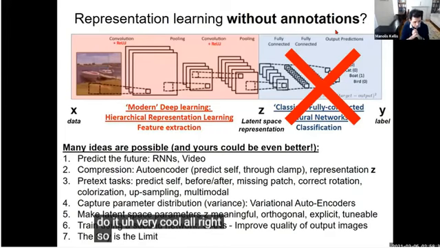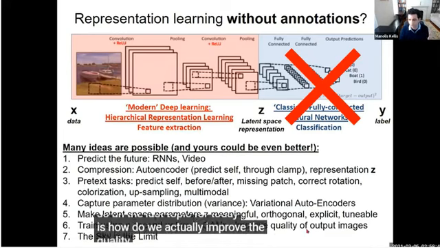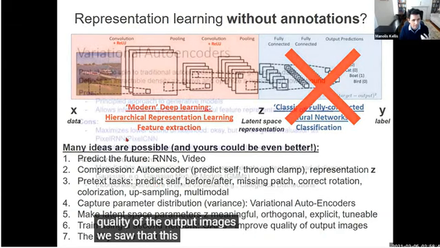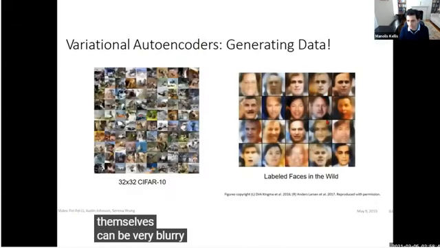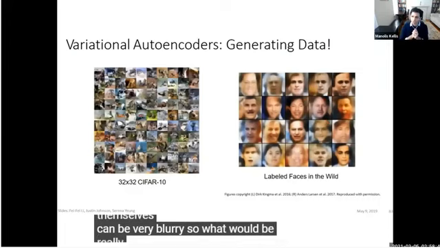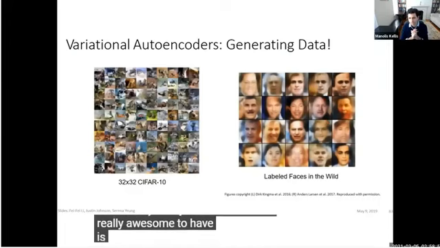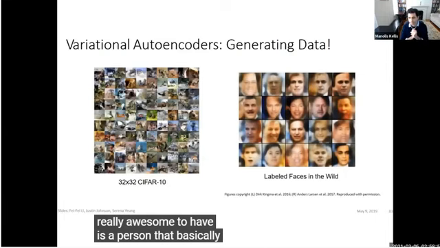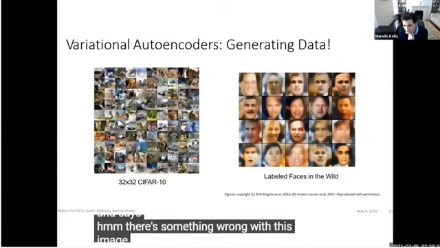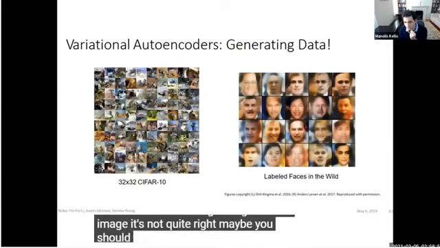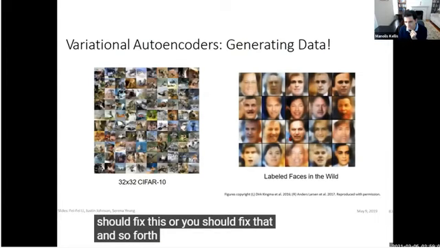All right. So the last topic for today is how do we actually improve the quality of the output images? We saw that this can be very powerful, but we saw also that the samples themselves can be very blurry. So what would be really awesome to have is a person that basically comes back and says, there's something wrong with this image. It's not quite right. Maybe you should fix this or you should fix that, and so on and so forth.